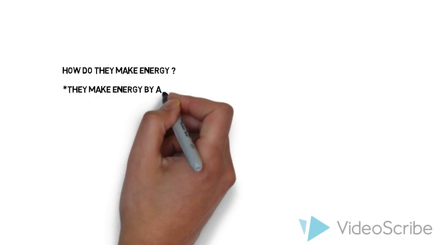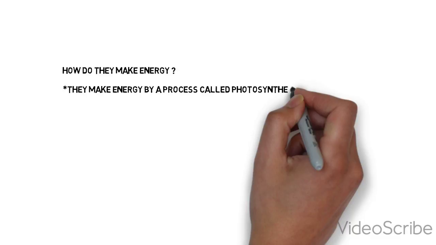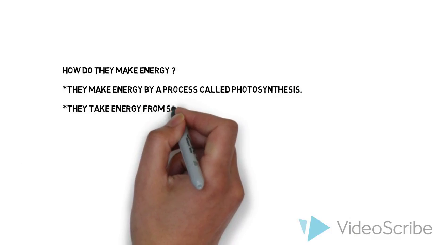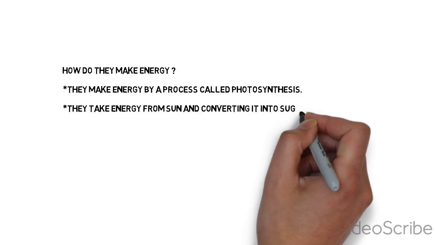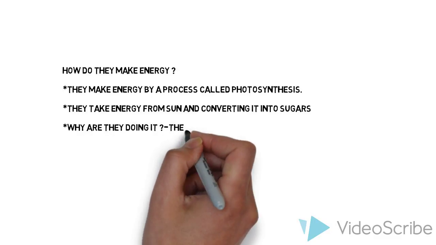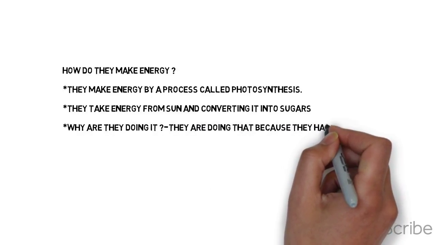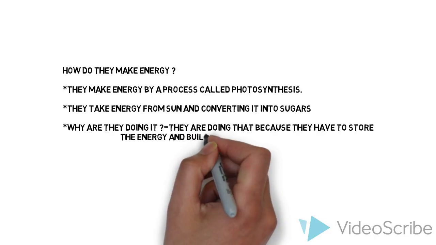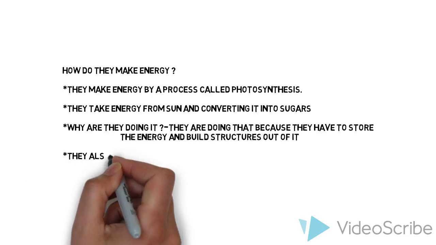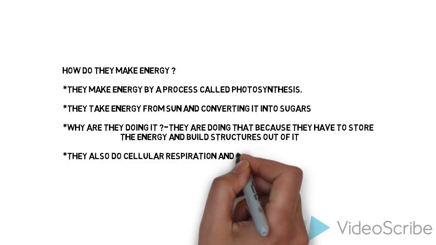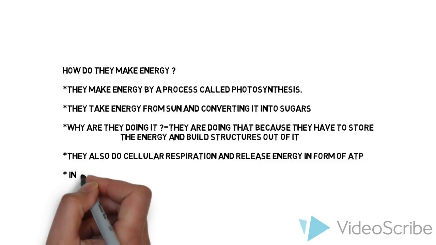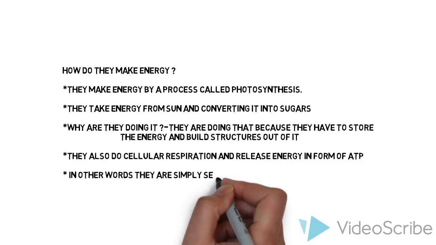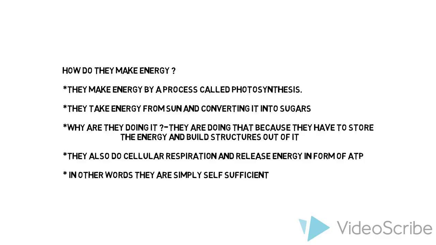The next thing that comes to our mind is how do they make energy? They make energy by a process called photosynthesis. They take energy from the sun and convert it into sugars. Now the question arises, why are they doing it? They are doing it because they have to store the energy and build up the structures out of it. They also do cellular respiration and release the energy in the form of ATP. In other words, they are simply self-sufficient.